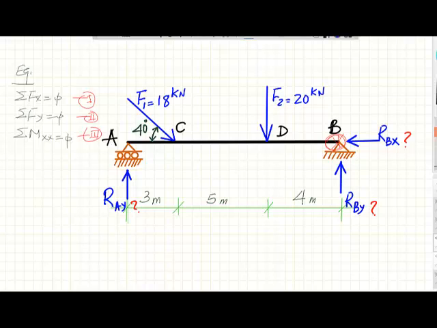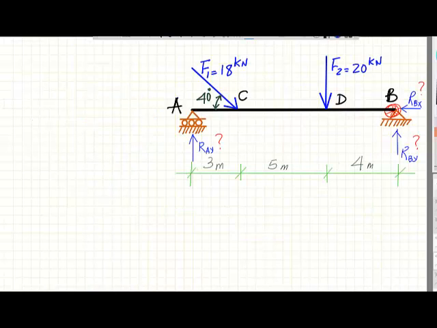And once we get the value of RAY, we can move to the sum of all forces in y direction equal to 0. Then we get the value of RBY, and once we get the value of RBY, we can apply the sum of all forces in x direction equal to 0 and get the value of RBX.